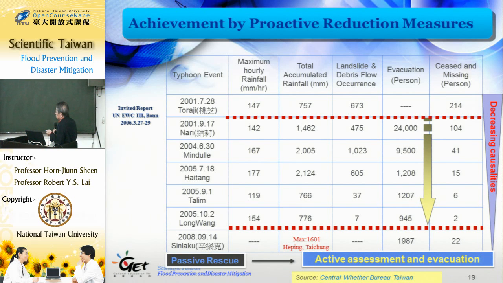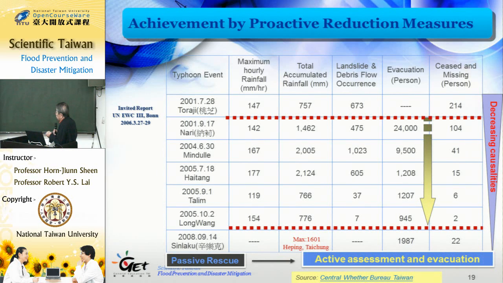Now, for example, in 2001, Typhoon Toraji, we have maximum hourly rainfall of 147 millimeters per hour, and accumulated rainfall is 757 millimeters. I hope that for those from the US, you know how to convert this into inches. 1 inch equals 25.4 millimeters. Now, landslides and debris flows occurred more than 673 times, and there were casualties.